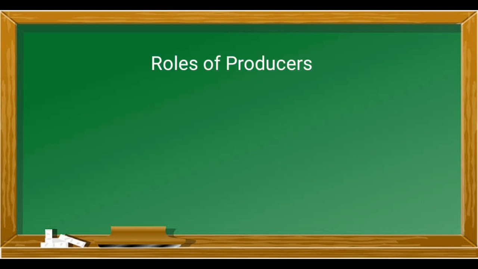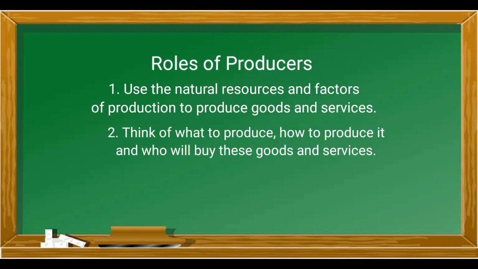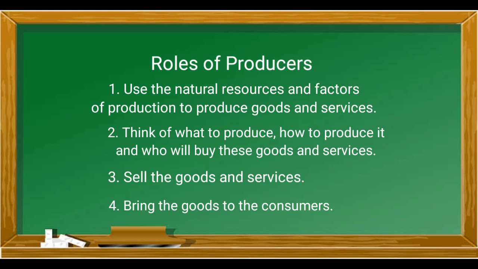So now let us identify the roles of producers. So we have 4 main roles of producers. Kindly read it with me. Number 1, use the natural resources and factors of production to produce goods and services. Number 2, think of what to produce, how to produce it, and who will buy these goods and services. Number 3, sell the goods and services. And number 4, bring the goods to the consumers. So these are the 4 main roles of producers.